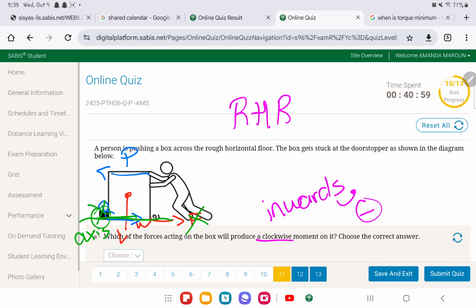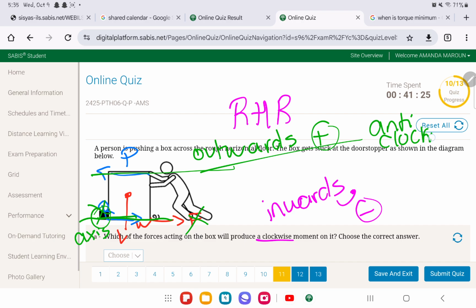Now P, the pushing force of the person on the box, if we elongate it, it's not passing through the axis, so we can use it. We're gonna do the right hand rule. We're gonna put our right hand on P, and our palm has to face the axis, or the stopper in this case. If you notice, the thumb is pointing outwards, so it is an anti-clockwise or counterclockwise rotation. So definitely P is not the one we're looking for, and that leaves us with the weight.